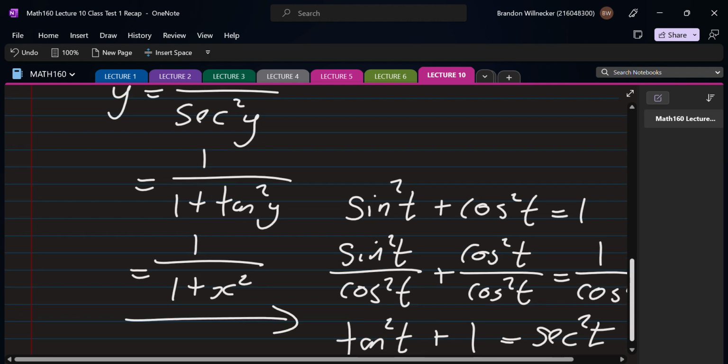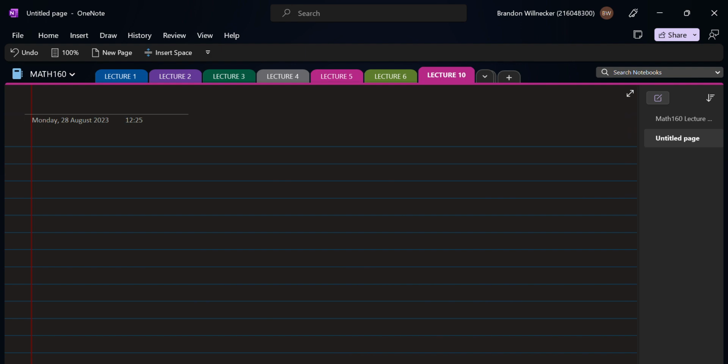Okay, 1 over 1 plus x squared. Okay, please do not leave your answer in terms of y. We are looking for a function of x. Okay, so you have to convert it back. Okay, let's have a look at the next one, number 2.